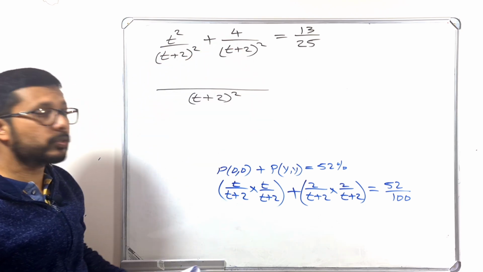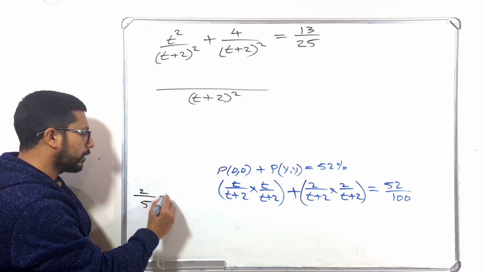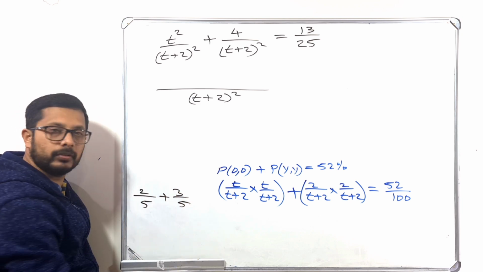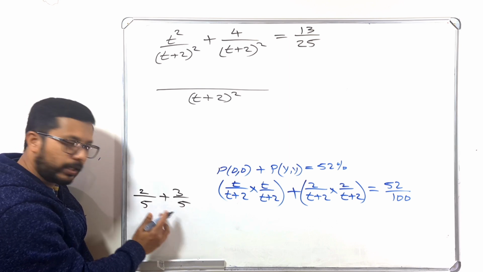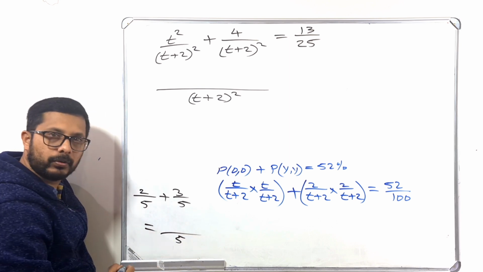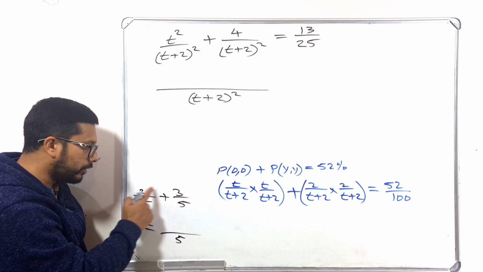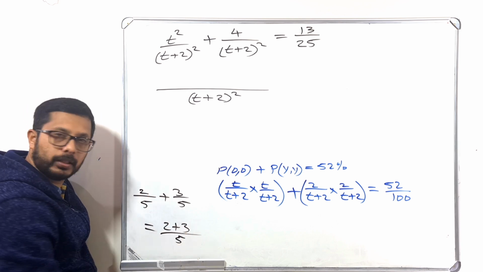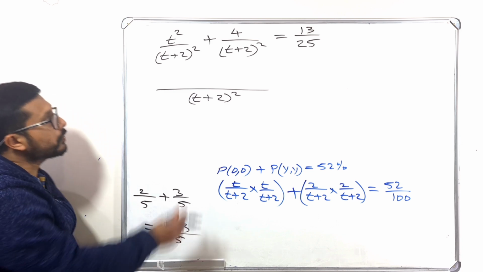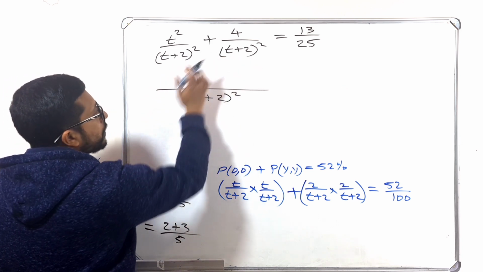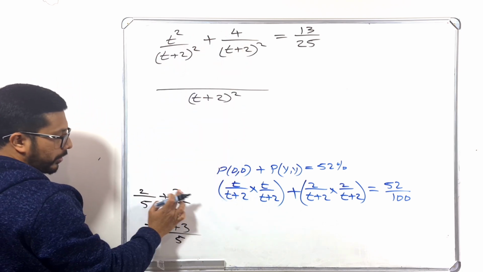Do you remember that? In small classes you study it. For example, 2 by 5 plus 3 by 5. How can you write the answer? Since the denominators are the same, the LCD is 5, then you can just write 2 plus 3. You remember this from primary school. Similarly, here the LCDs are the same.